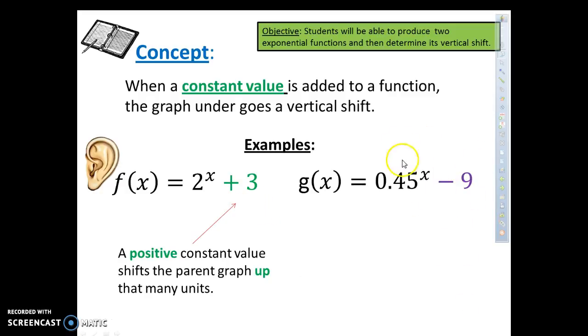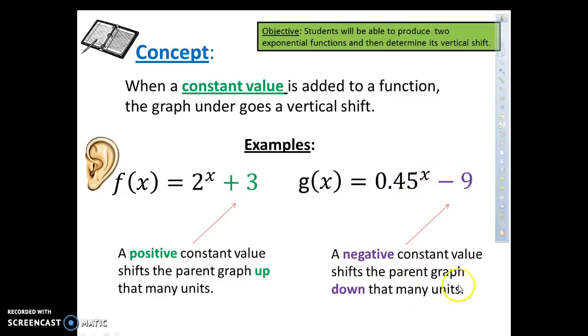Additionally, if I add a constant value of -9, I'm taking away 9, my function's going to go down that many units. So if it's positive, we're going up, and if it's negative, then it's going down. For real. Don't you love that?